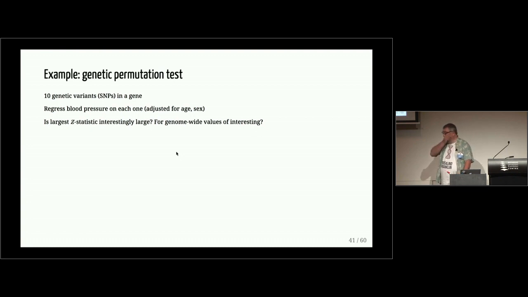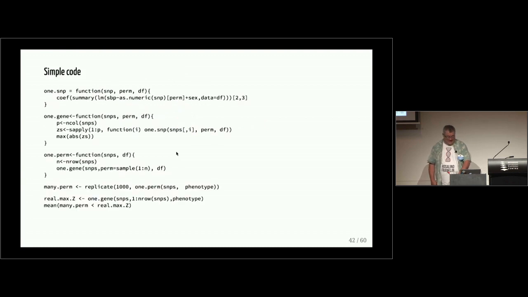So we're doing basically a permutation test at the gene level for an association between gene and blood pressure. If you don't know anything about genetics, SNPs are just variables that take the values 0, 1, 2. So we've got nice simple code. We've got a function 1.SNP that takes the name of an X vector, a permutation, and a data frame, and does the linear model and returns the Z statistic.